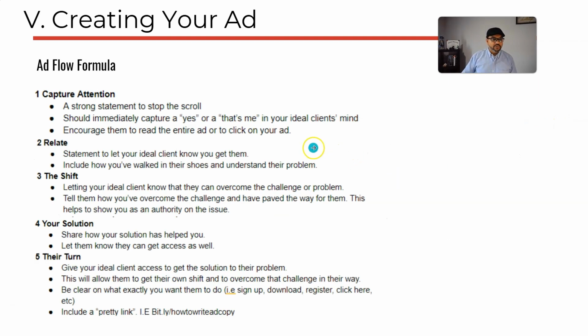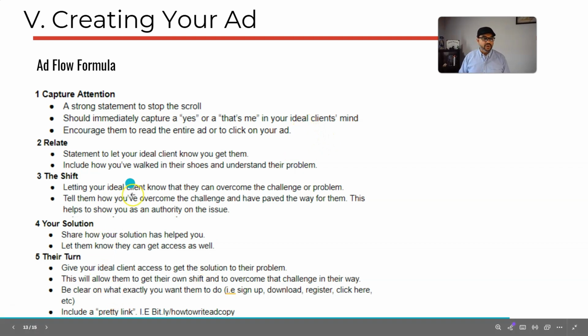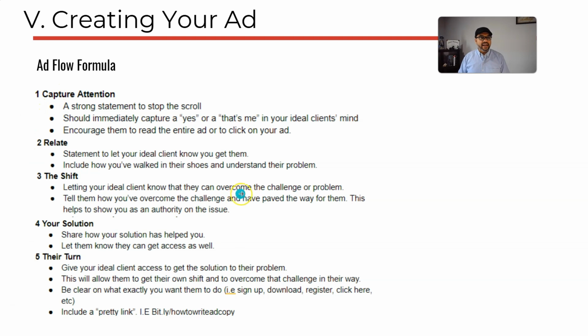So the ad flow formula right here gives you a little idea of how you can flow your ad. You have five parts of the ad copy. You have to be able to capture attention, relate to the audience, tell them about that transformation, the shift.